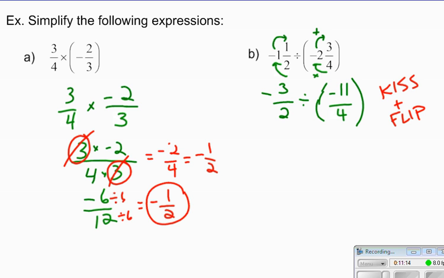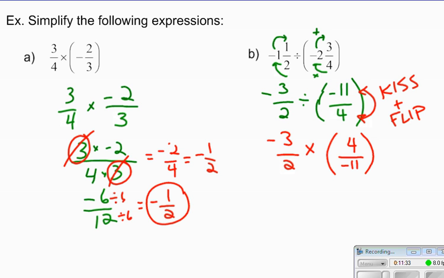Okay, are you back from the mirror? It should make an X. So when we say kiss and flip, that means you take your fraction, you kiss it, so X marks a kiss, and then you flip your second fraction. So 4 over negative 11.